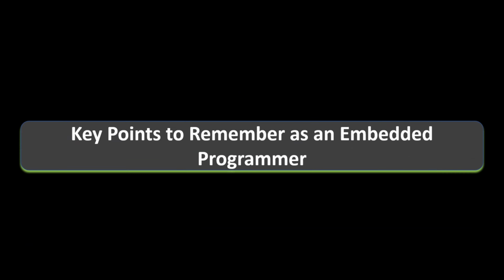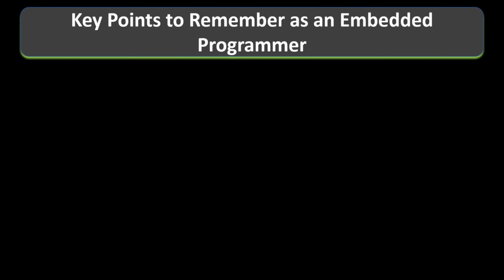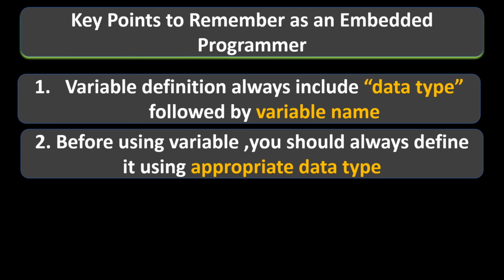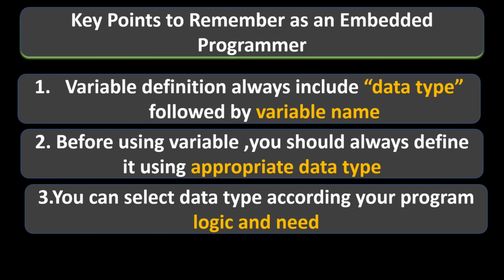Now move forward. Key points to remember as an embedded programmer: a variable definition always includes the data type followed by the variable name. Before using a variable, you should always define it using the appropriate data type, and you can select the data type according to your program logic and name.